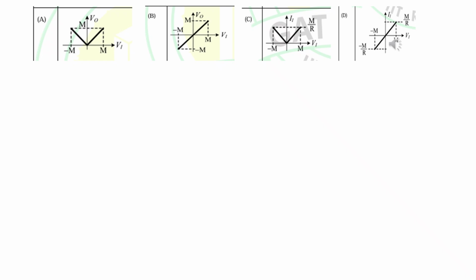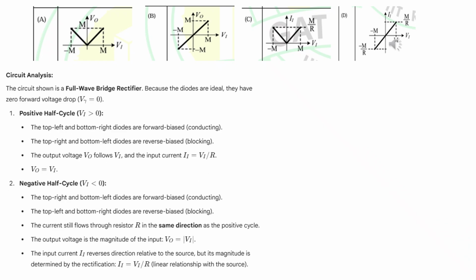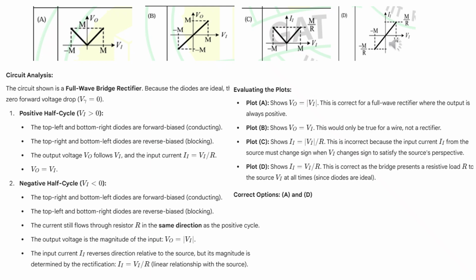So let's see the details. If we look into these options, we have option A. Check it for the positive half cycle. What will happen? Suppose the input is on the x-axis, 0 to M, and the output that we are observing is 0 to M, that is V0. For the positive half cycle, your current will be equal to Vi by R, and V0 will be equal to Vi. So for positive, Vi is equal to V0, right? So plus M and M are equal. So that right half is correct.